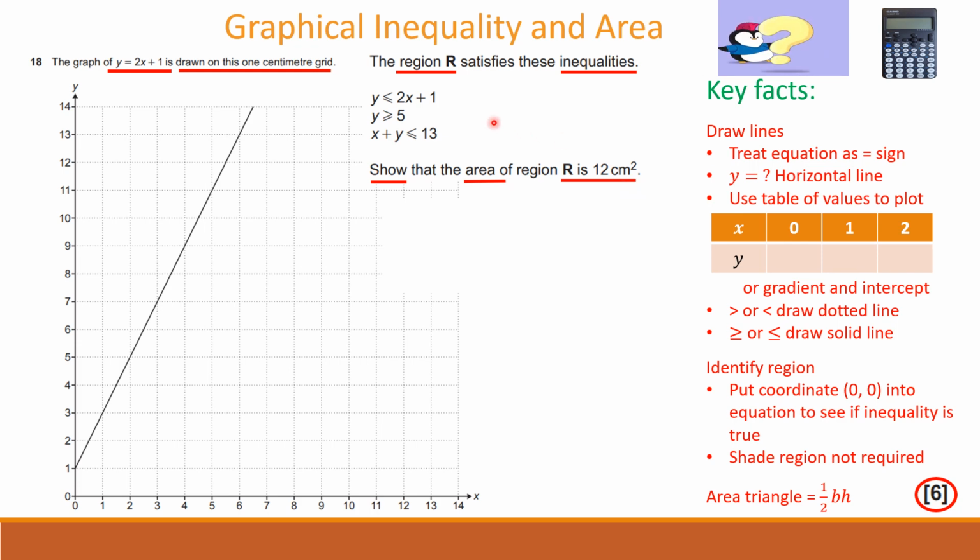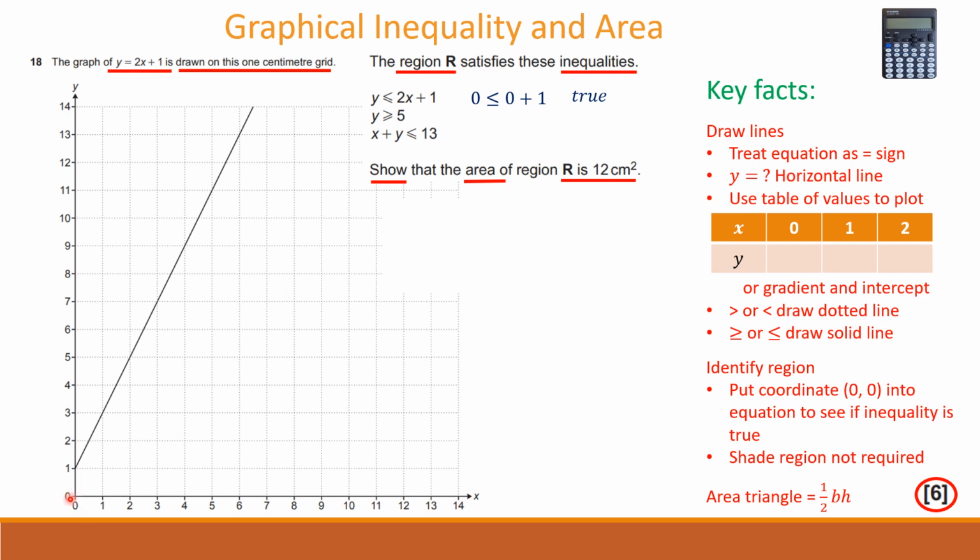So to start with, we're going to look at this top equation here, y equals 2x plus 1. Now we're going to look at putting in the coordinate 0, 0. So this is my coordinate here, the origin 0, 0. Now y is equal to 0, so I put y as 0. x is equal to 0, so 2 times 0 is 0. So I've got 0 is less than or equal to 0 plus 1. Is 0 less than 1? Of course it is. This is true.